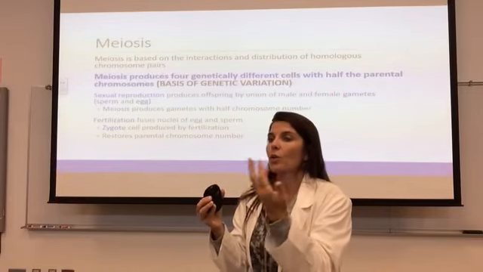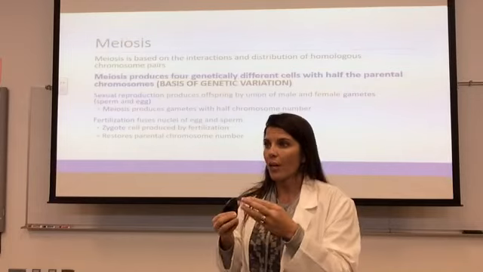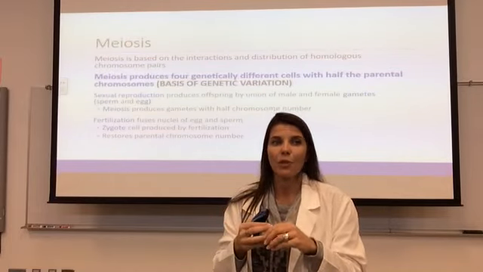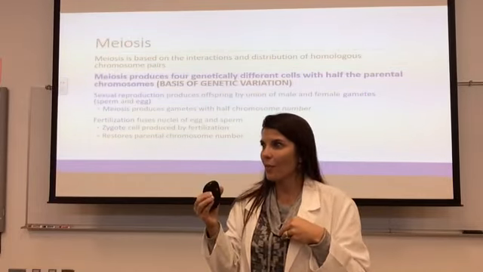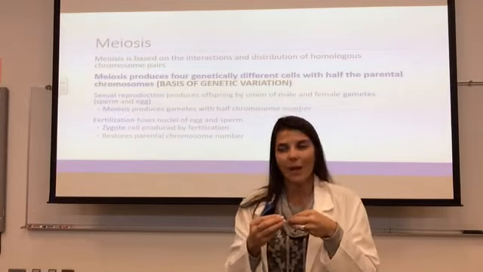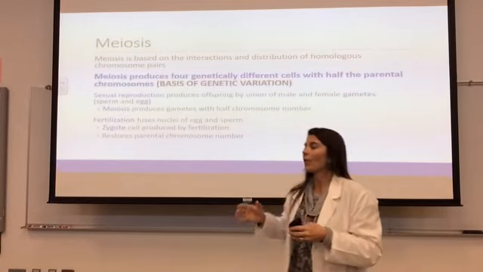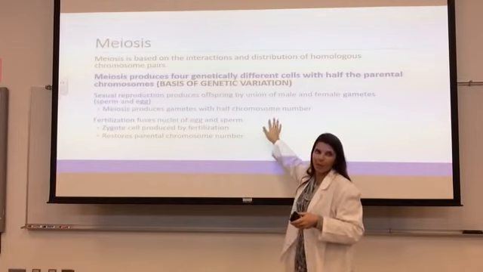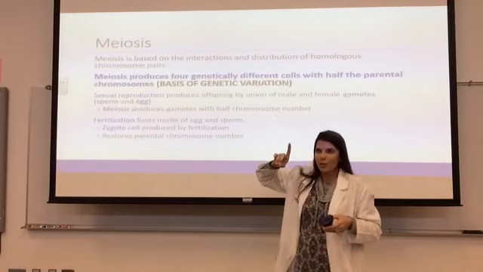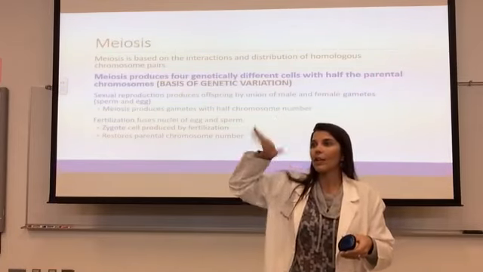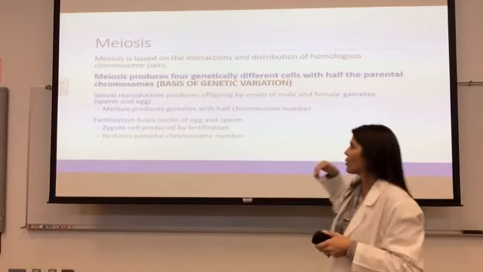How many chromosomes are in all of your cells? 46. How many sets? 2. So you need one set from mom and one set from dad. Okay? So gametes are the only cells in your body that will have just one set. Everything else should have 2.